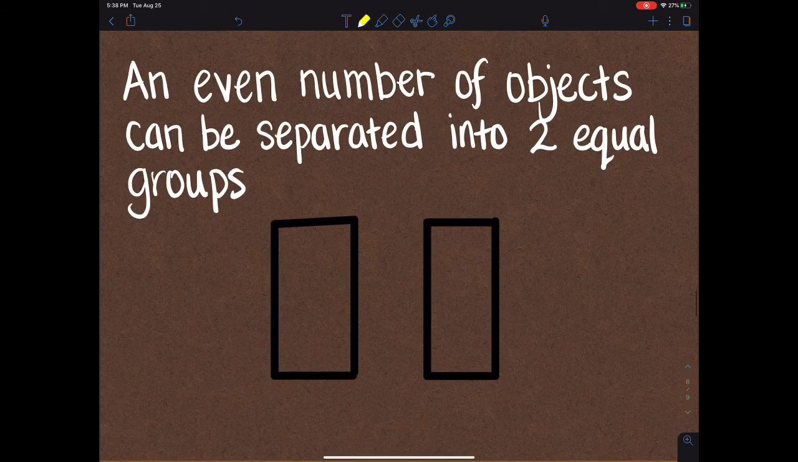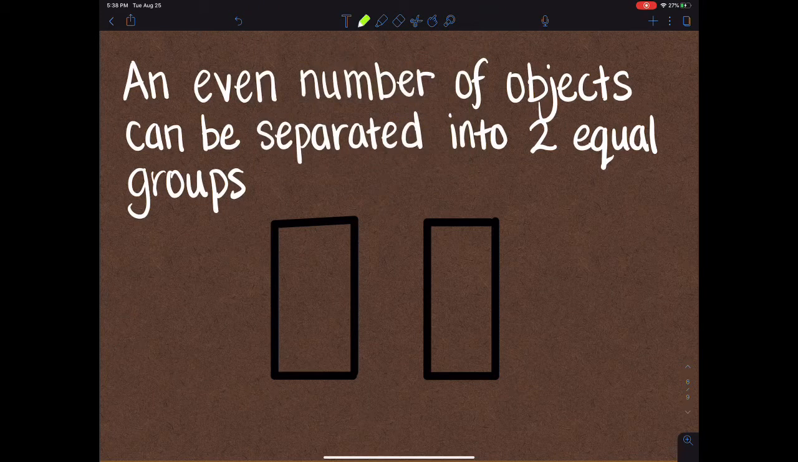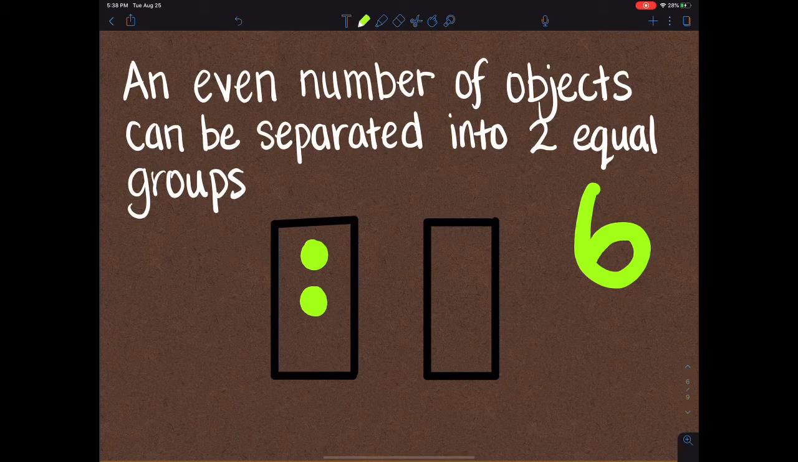Let's move on. All right, the next thing that it wants to point out is that an even number of objects can be separated into 2 equal groups. So, for example, 6 is an even number. And if you wanted to separate that into 2 different groups, you would say 1, 2, 3, 4, 5, 6. And that divides 6 into 2 groups. These are the 2 groups, and it's equal. So like if you had one of these rectangles and I had one of these rectangles, we would both have the same number of dots.